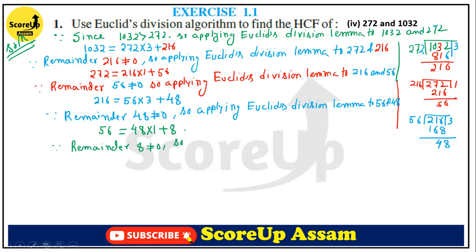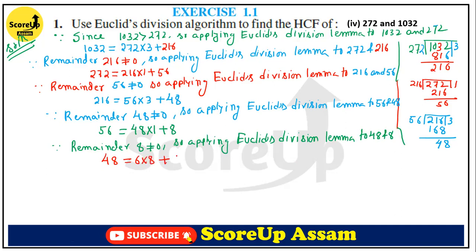So again we shall apply Euclid's division lemma to 48 and 8. Now if we apply Euclid's division lemma to 48 and 8, what shall we get? We shall get 48 is equal to 6 into 8 plus 0.